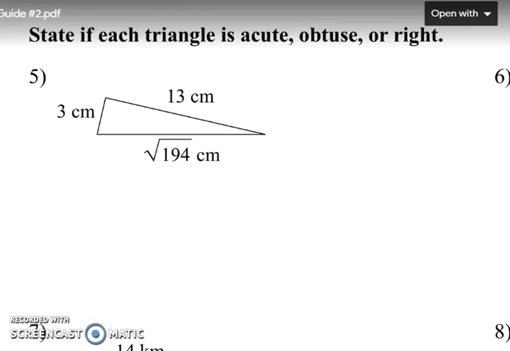So the first thing we need to really do is figure out, if this is right, what's the hypotenuse? And so this square root of 194, you might need to do a little bit of work on that, and you recognize as you plug that in your calculator, that's about 13.9. Okay, so that is the longest side. So if this is right, that would be your C side, your hypotenuse.